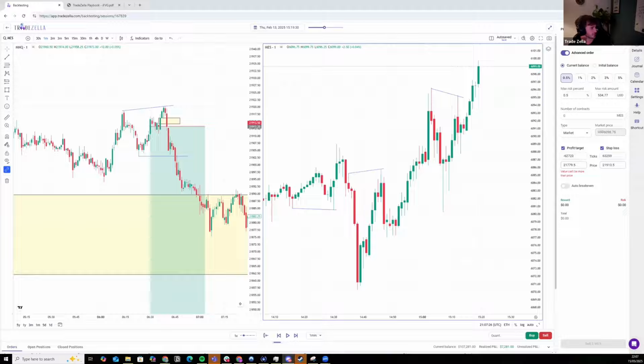How does this work on QQQ and SPY? Yeah, same. QQQ and SPY are essentially the options versions of NQ and ES, so it's very, very similar. QQQ would be NQ and SPY would be ES.